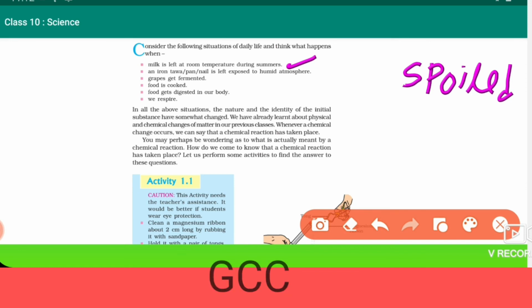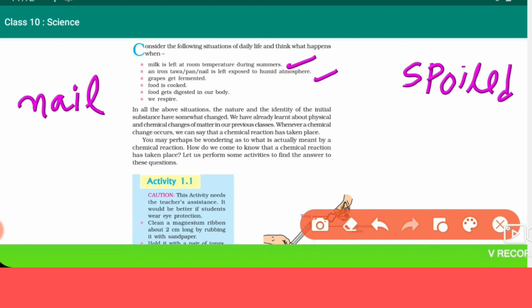Same way, the second one they told, an iron tawa, pan or nail, you have seen the nail get rusted. The nail is made up of iron, and due to exposure to air, this is also a chemical reaction. Then third, they have given grapes get fermented. Slowly when grapes are fermenting, this is also a chemical reaction.